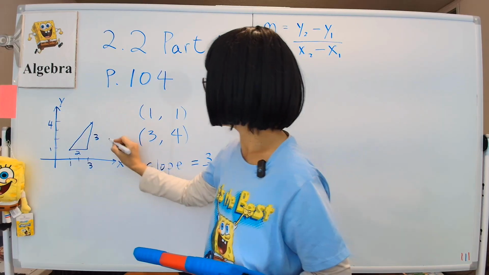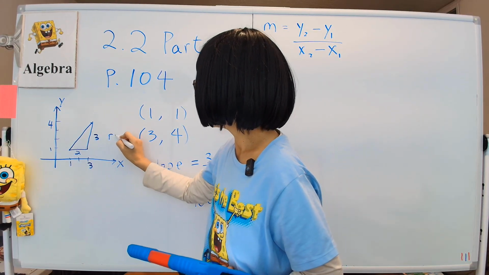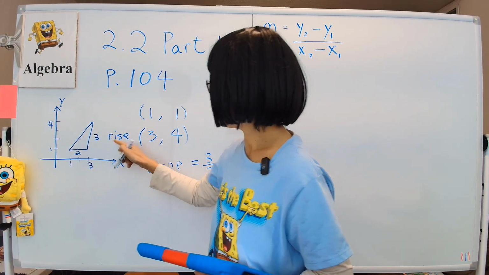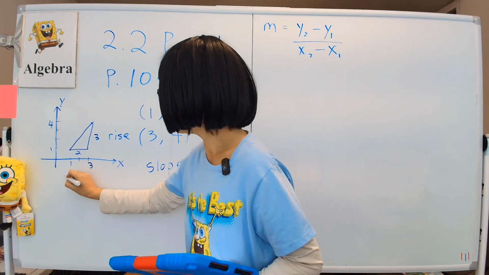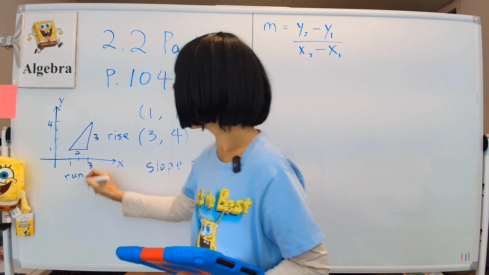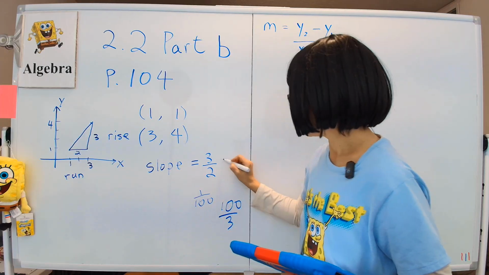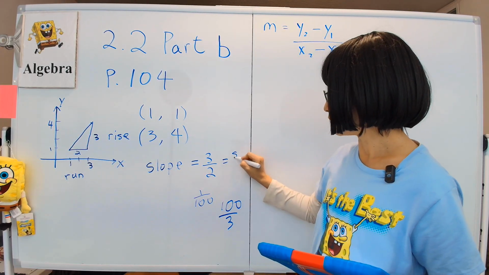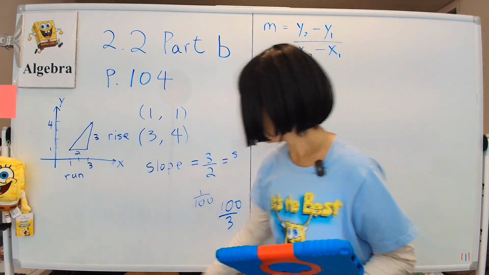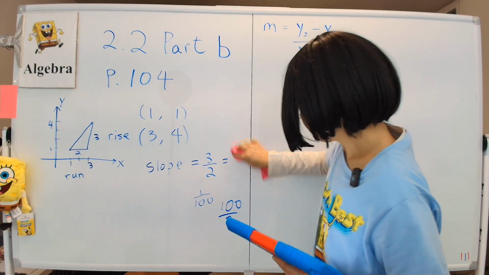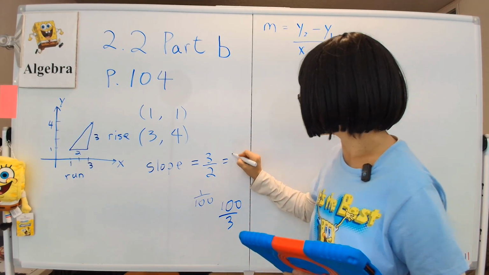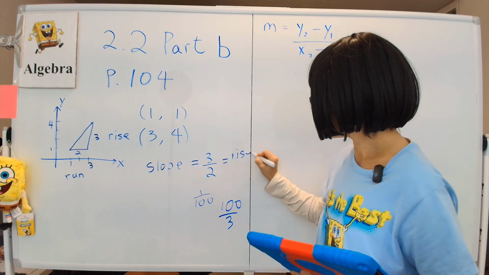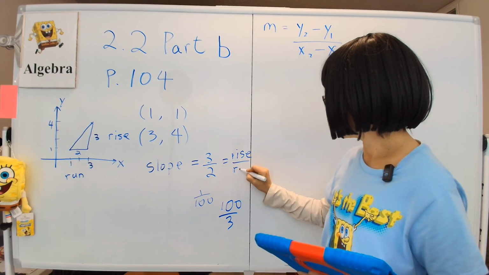The going up is called the rise, R-I-S-E, and the rise in this case is 3. The going across is called the run. You're running across, I guess that's why they call it. And so the slope is defined as the rise over the run. Rise, R-I-S-E, over run.